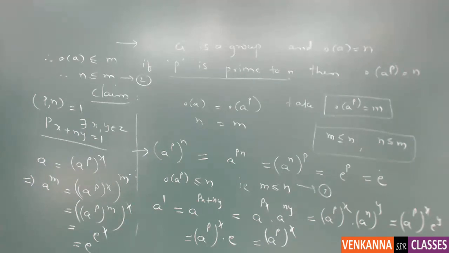Okay. Is it fine for you? So if you understand the definition of order clearly, then this logic will be very familiar to you. Otherwise, you will get confused. How I am saying that m less than or equal to n and n less than or equal to m. Any questions for anybody? How I am writing these values?